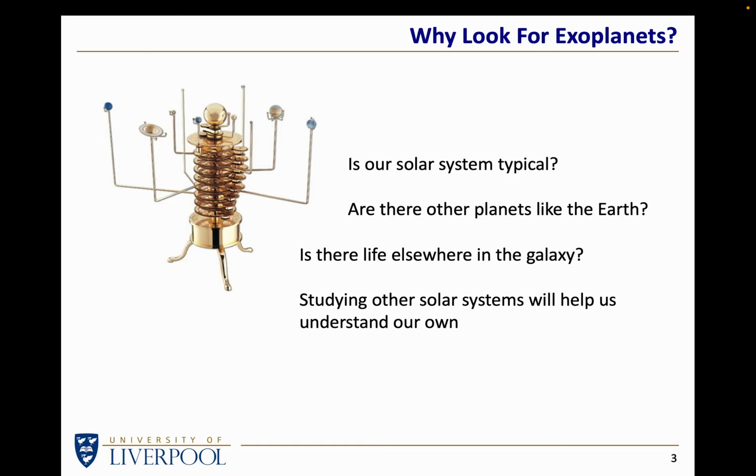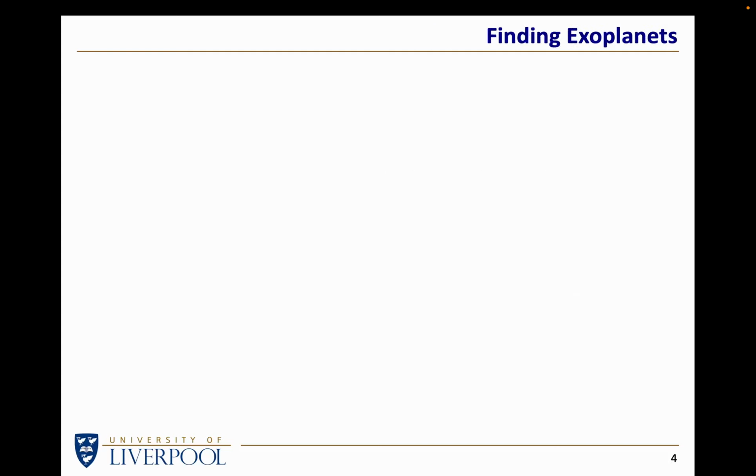to our own? And if there are solar systems out there, if there are planets out there, are any of those planets like the Earth? Is there life elsewhere in the galaxy? Can we get an estimate of how many Earth-like planets are out there and whether there might be life out there? And ultimately, studying other solar systems around other stars may help us understand our own solar system.